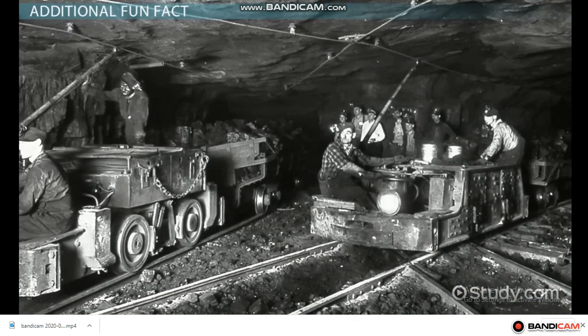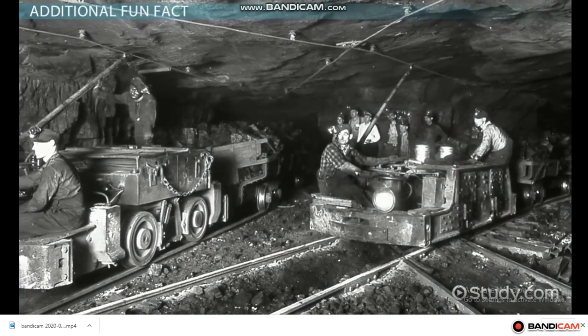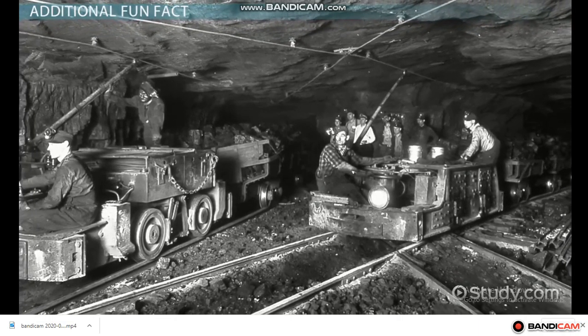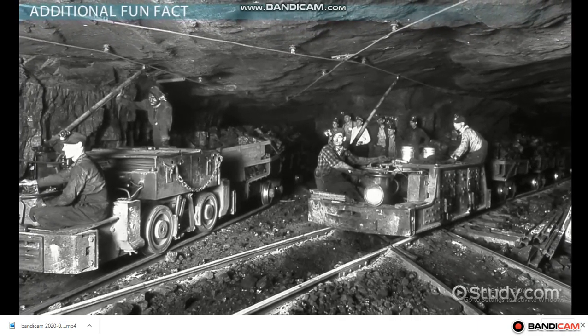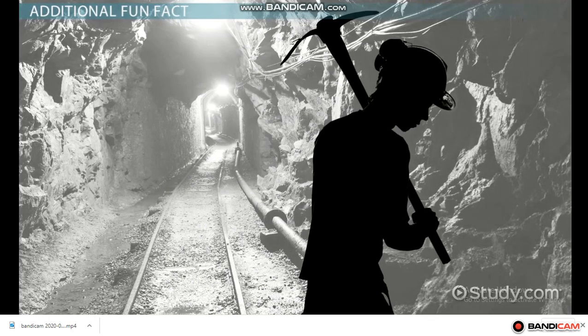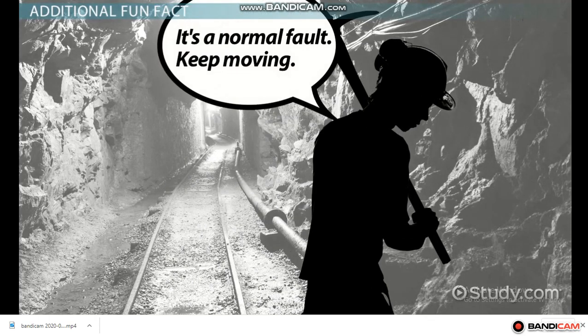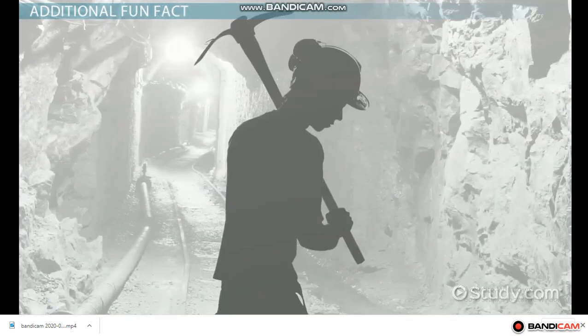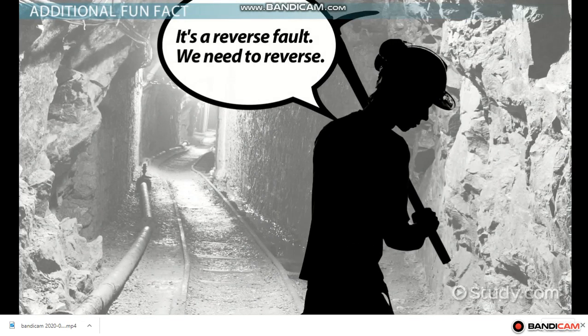The terms we use today for normal and reverse faults, including hanging wall and foot wall, come from English coal miners. When the miners encountered a fault, it would alter the path of a seam of coal. A normal fault changed the angle of the seam, but not the direction, so the miners could keep moving forward as normal. A reverse fault changed its direction, and the miners had to reverse direction to stay with the seam.